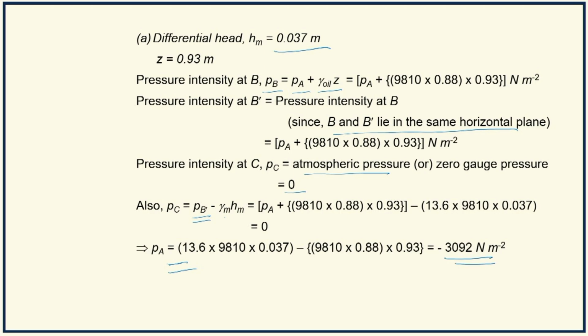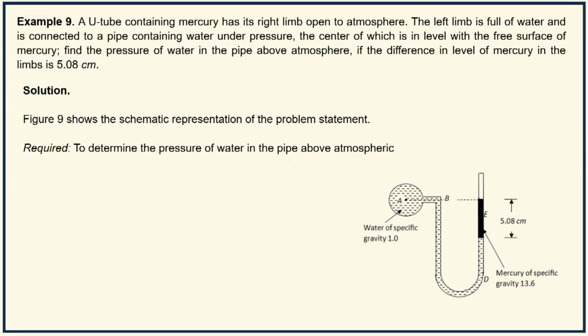So now PA is minus 3092 Newton per meter square. It is gauge negative pressure. Okay.